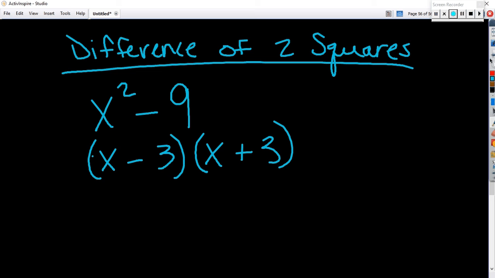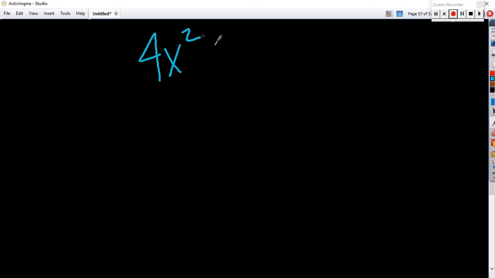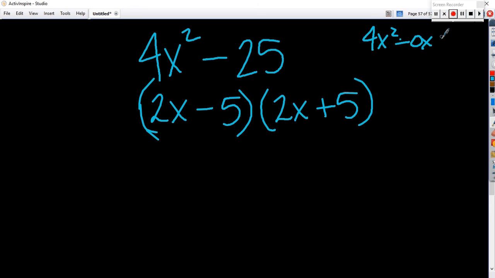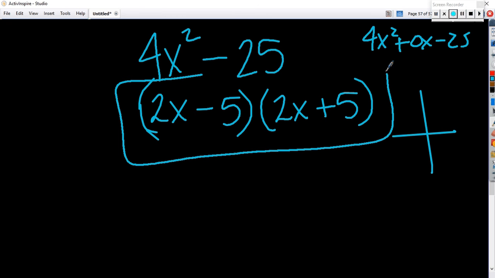All right. Now, let me show you one more example, because there could be a number in front. These are both perfect squares, so I can still do difference of 2 squares. So I get 2x minus 5, 2x plus 5. Why is that? It's a pattern. If you did 4x squared plus 0x minus 25 and put that in the box and did everything, this is what you would get. It's a shortcut.